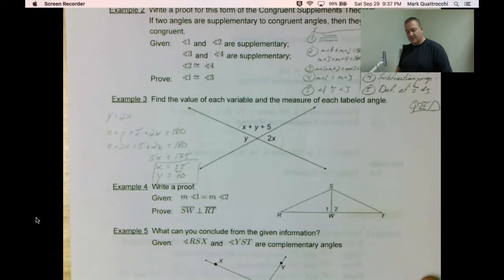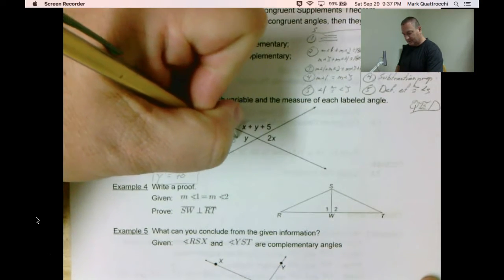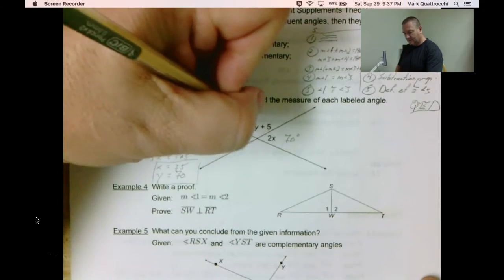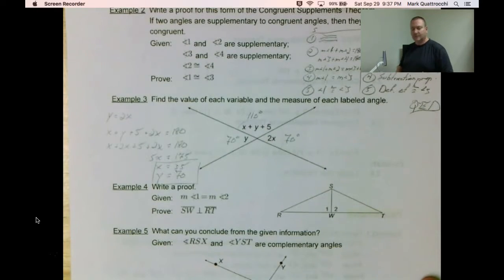And I found the measures of the variables. That makes this 70 degrees, this 70 degrees, and this angle here 110 degrees, because it's got to be supplementary to these two.